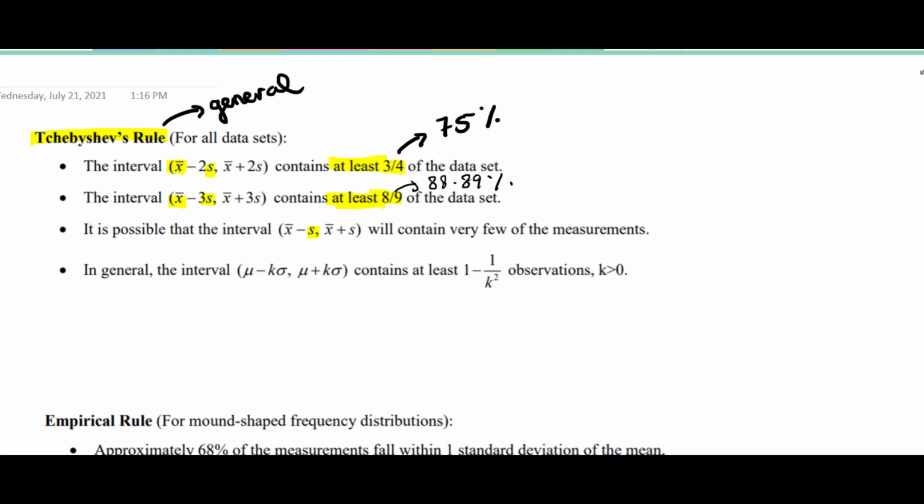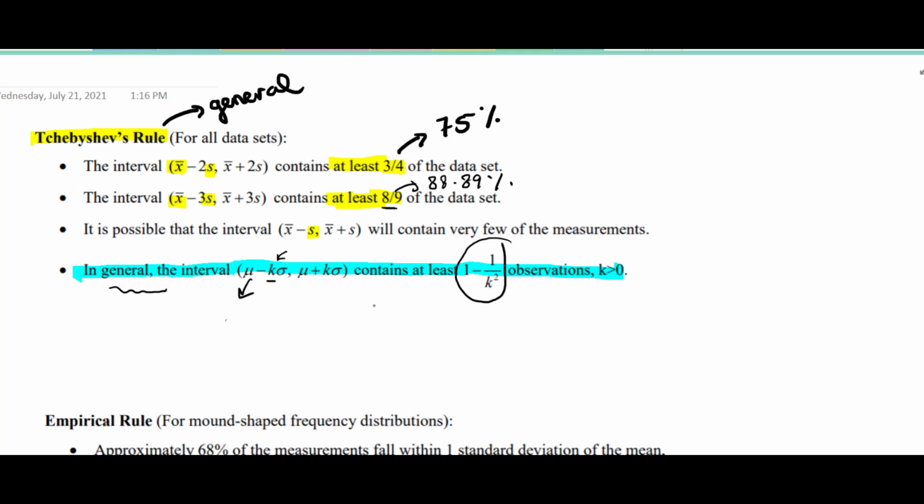In general, the way you can remember this, because you might forget these rules, since usually on tests these rules are not given, is this really important last line. In general, the interval mu, which is the population mean or population average, plus or minus k, where k is any constant, and sigma is the population standard deviation, regardless of how many units, so regardless of k, contains at least, and this is the formula for the fraction that we keep getting, 1 minus 1 over k squared of the observations, given that k is greater than 0. Obviously k can't be 0 because then this would be undefined.